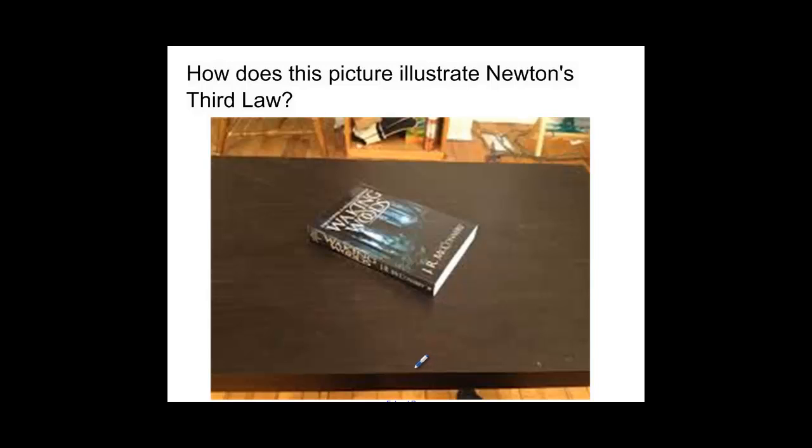Here's a really typical example. This is a book sitting on a table, and we've talked about this before. There is a force pulling the book down. That's the force of gravity. But there is, according to Newton's third law, an equal and opposite reactive force that is keeping the book up. And hopefully you guys still know this. It's called the normal force. So gravity pulls something down, but the normal force is the equal and opposite reactive force, keeping the book up in the air.